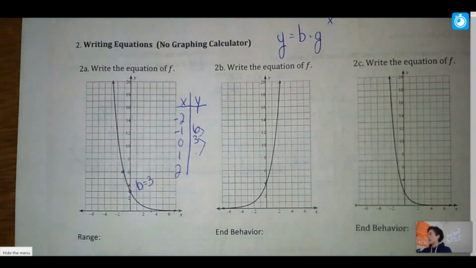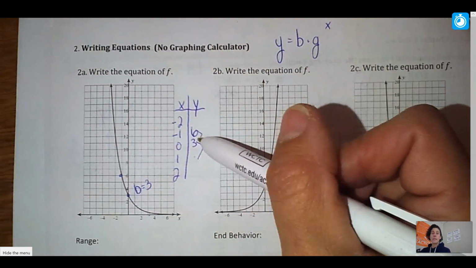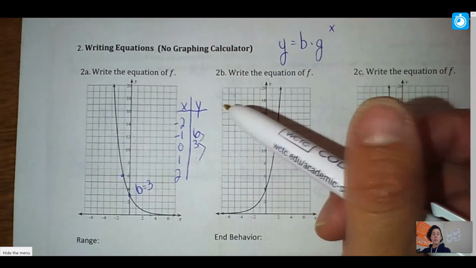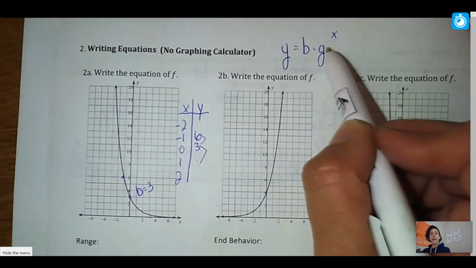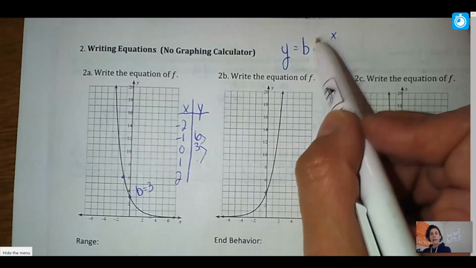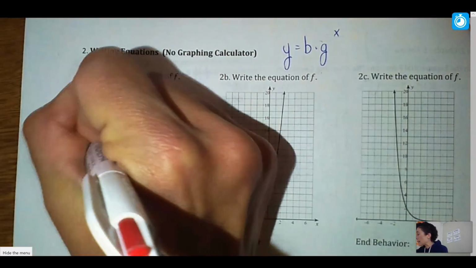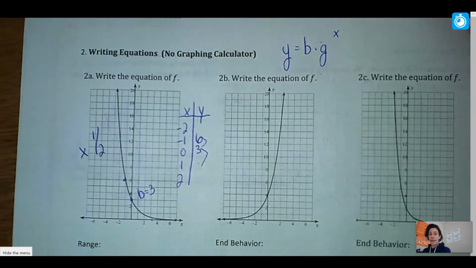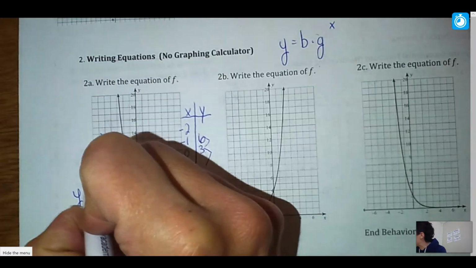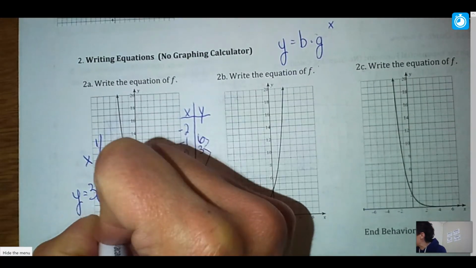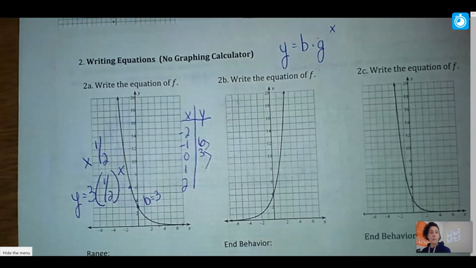And then I would just look at, well, what do they multiply 6 by to make 3? Well, they're multiplying by half. They are dividing by 2, but we don't get to use dividing values for g. We can only use multiplying values. So dividing by 2 is the same as multiplying by half. And then I have my equation. So y equals my y-intercept of 3. In parentheses, I'll put the 1/2 with my x exponent.